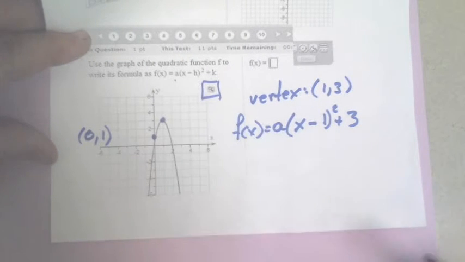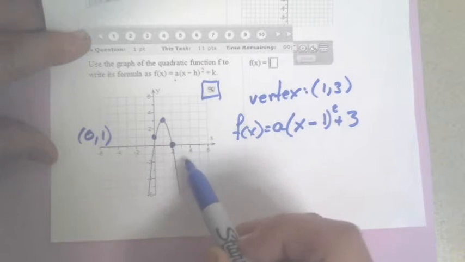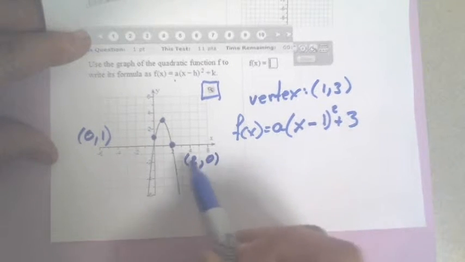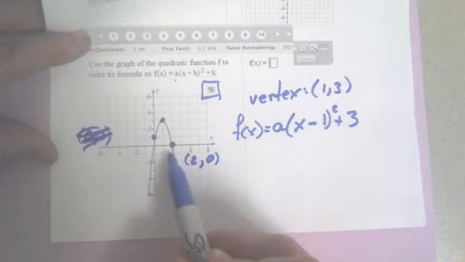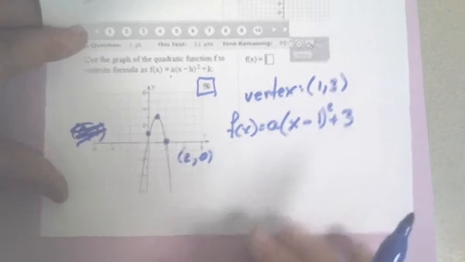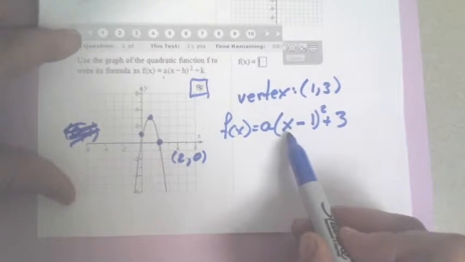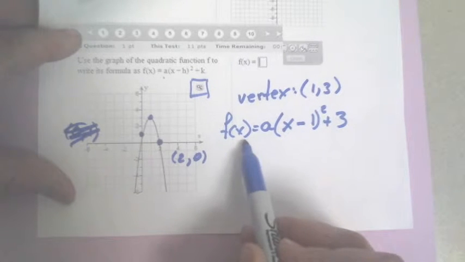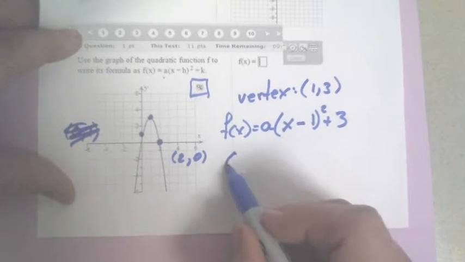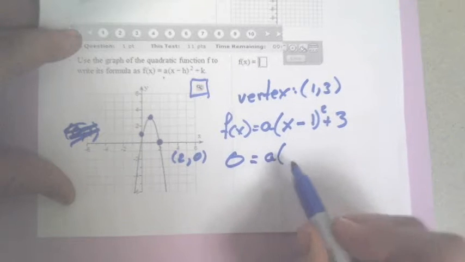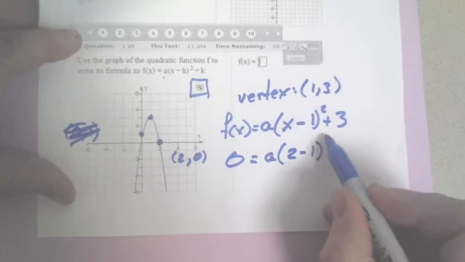Again, the zooming is really helpful. Or this point here, that's probably a nicer looking one, (2, 0), because that really looks like it's at (2, 0). So we know that when x is 2, the function is supposed to equal 0. So we put those in. The function is equal to 0 when x is equal to 2.